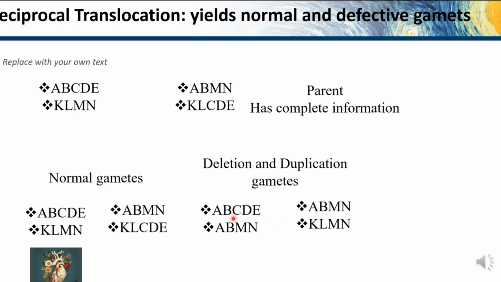In this case you can see duplication of the AB genes in both chromosomes, and in this case you can see duplication of the MN genes in both chromosomes with the loss of the CDE genes. So deletion and duplication occur in these cases. It means that reciprocal translocation can yield either normal or defective gametes.